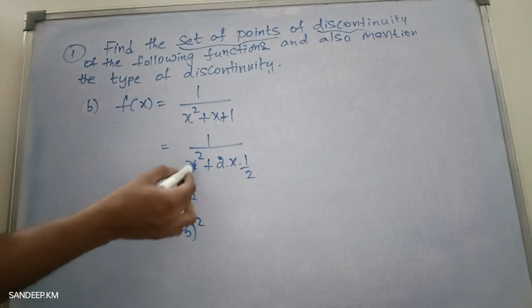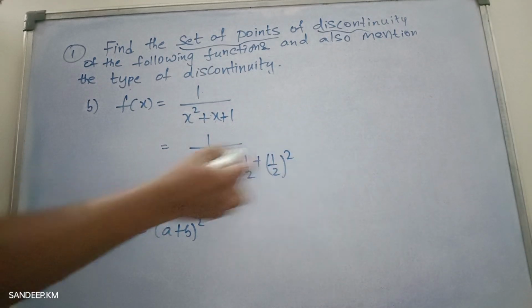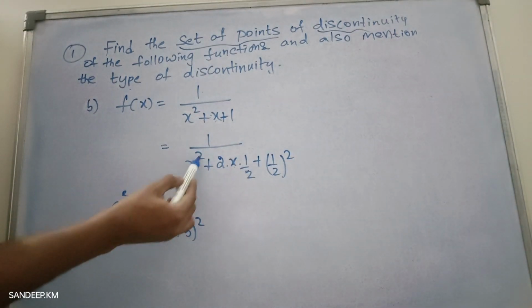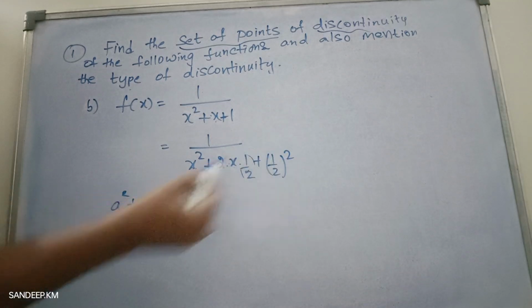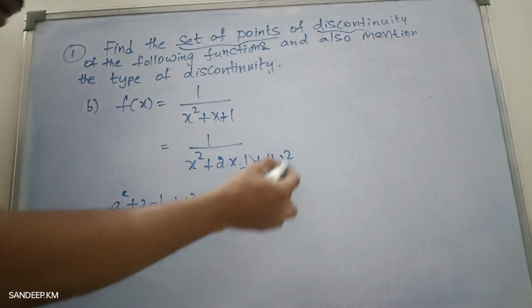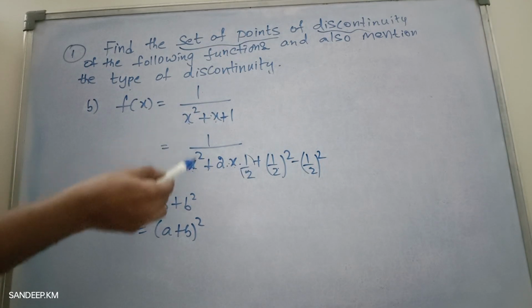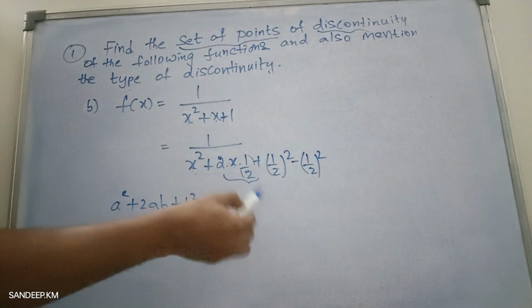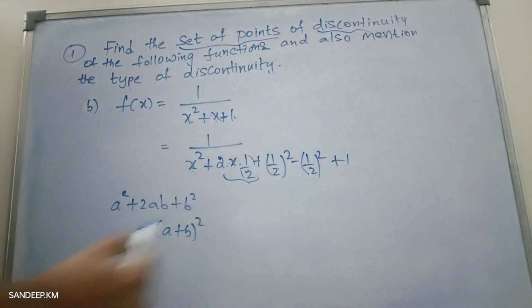So it is in the form of a square plus 2ab. Let me add b square. So a means x, a square plus 2ab plus this is b, so plus b square. Since we have added 1 by 2 whole square, let us also subtract 1 by 2 whole square. We added and subtracted this, and we have not yet taken plus 1.